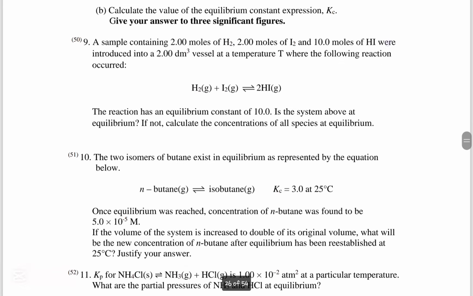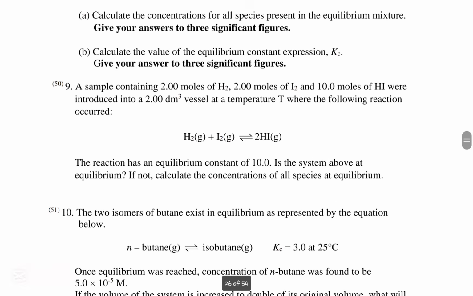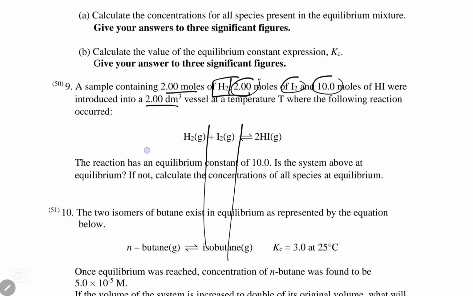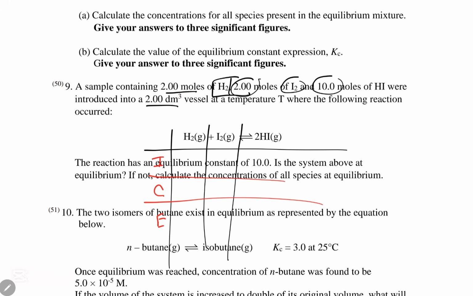We'll now move on to question number 9. What does it say in question number 9? A sample containing 2 moles of H2, 2 moles of I2 and 10 moles of HI were introduced into a 2 decimeter cubed vessel. So let's do the ICE table: I, C, E. What's the question? The question says, if the reaction has an equilibrium constant Kc equal to 10, is the system above at equilibrium? If not, then calculate the concentration of all species at equilibrium.